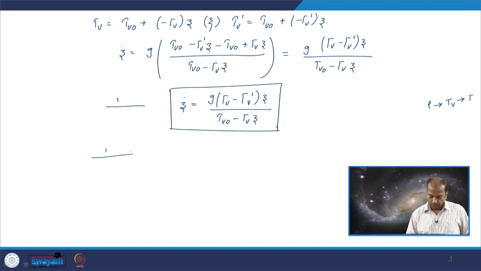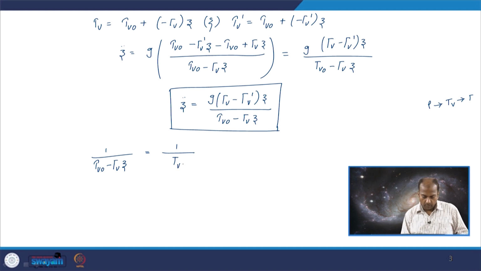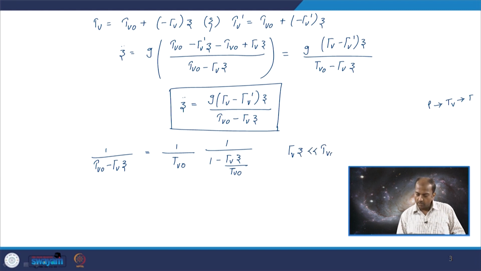So, let us say 1 by (T V0 minus gamma V Z) can be written as 1 by T V0 times 1 by (1 minus gamma V Z by T V0). Now, according to the Taylor series, we have seen that gamma V times Z will be much less than T V0. T V0 is the mean value around which you make a Taylor expansion, right. So, this is a very large value in comparison to this, the rate at which the temperature changes.